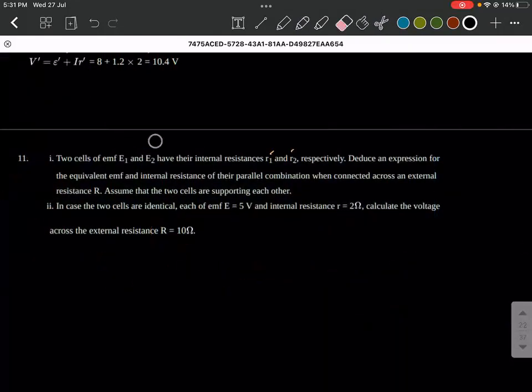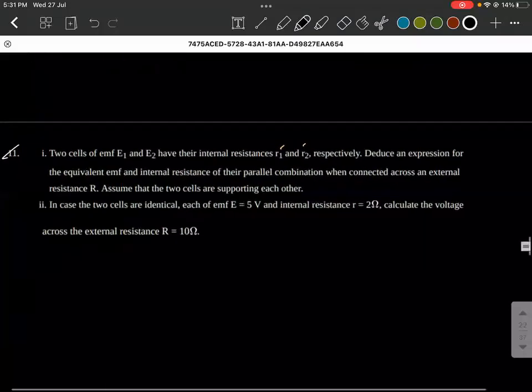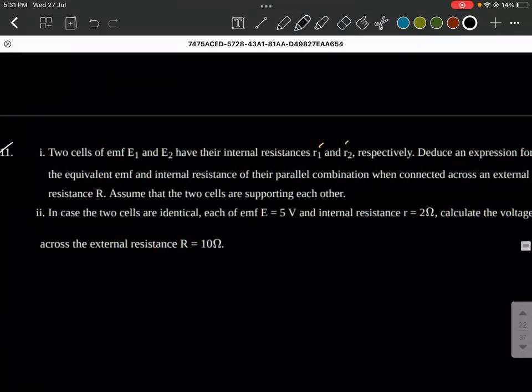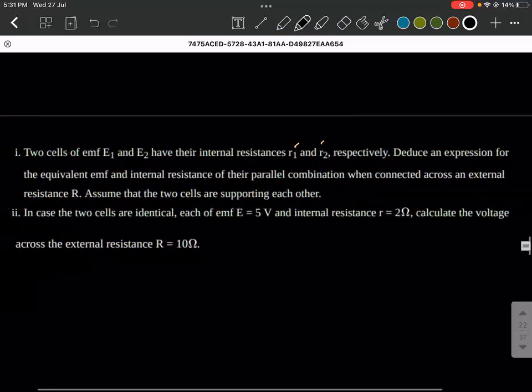This is also a good problem. There's actually a derivation. Two cells of EMF E1 and E2 have their internal resistances R1 and R2 respectively. Deduce the expression for the equivalent EMF and the internal resistance of their parallel combination when connected across an external resistor R. Assume that the two cells are supporting each other.